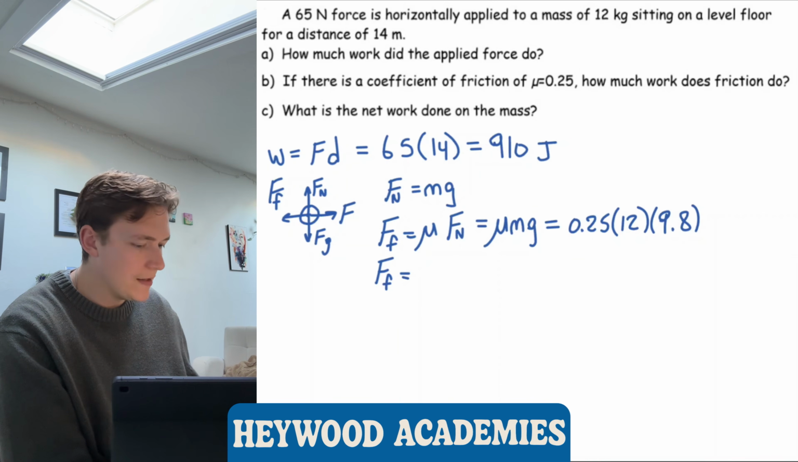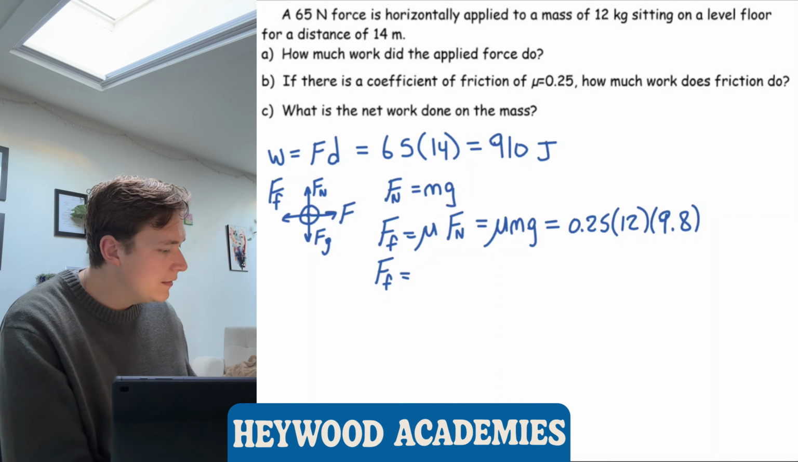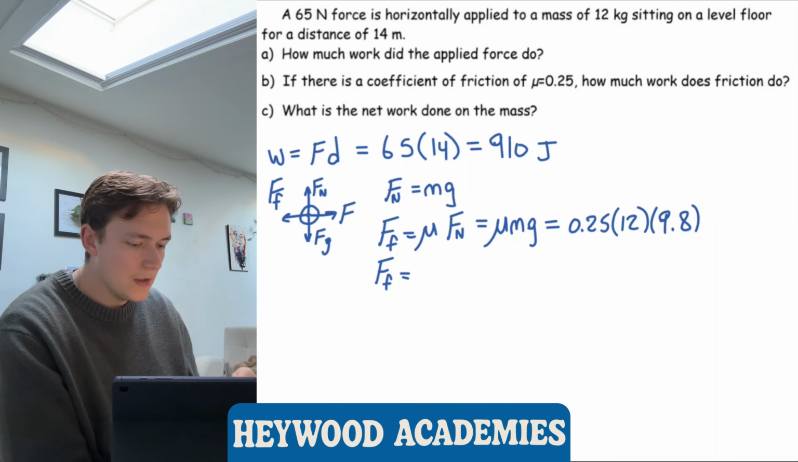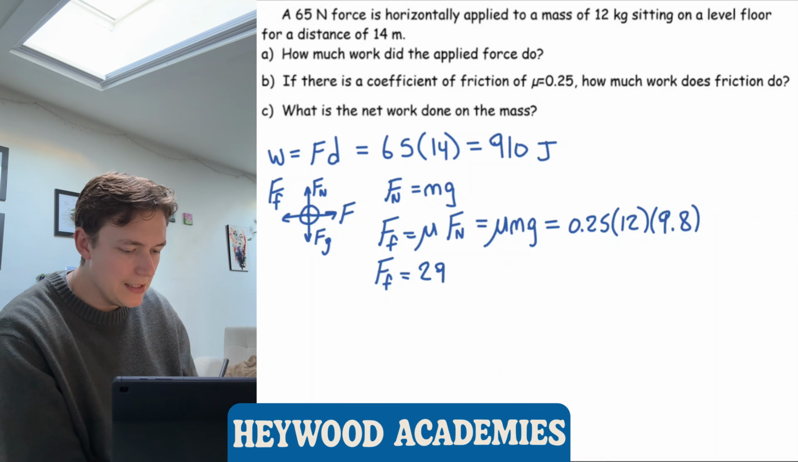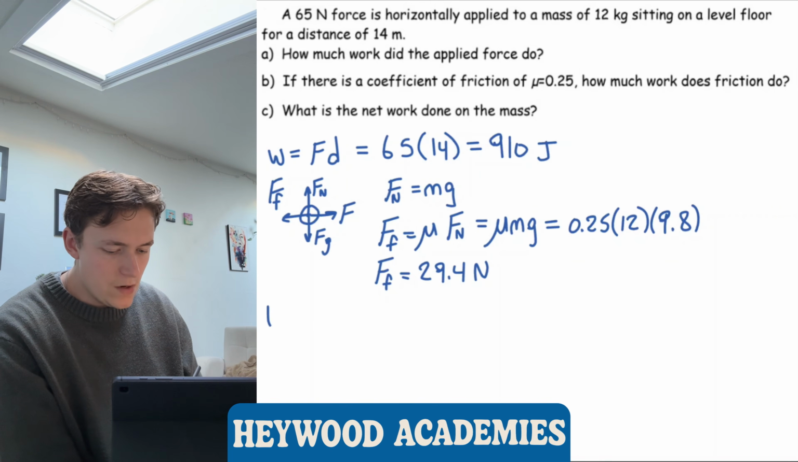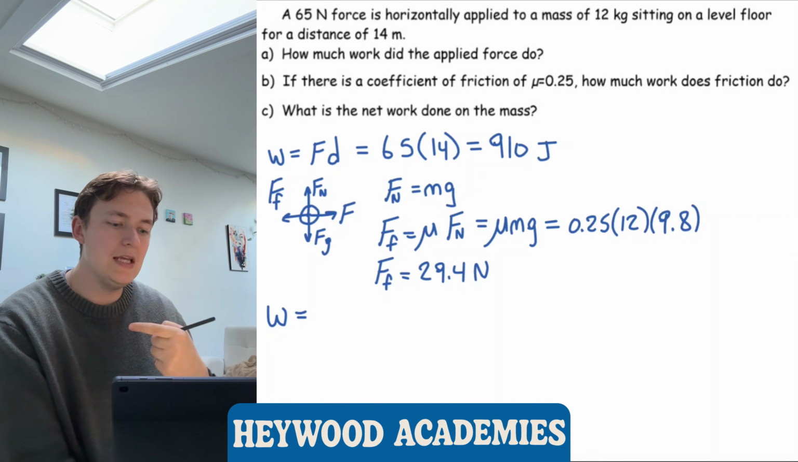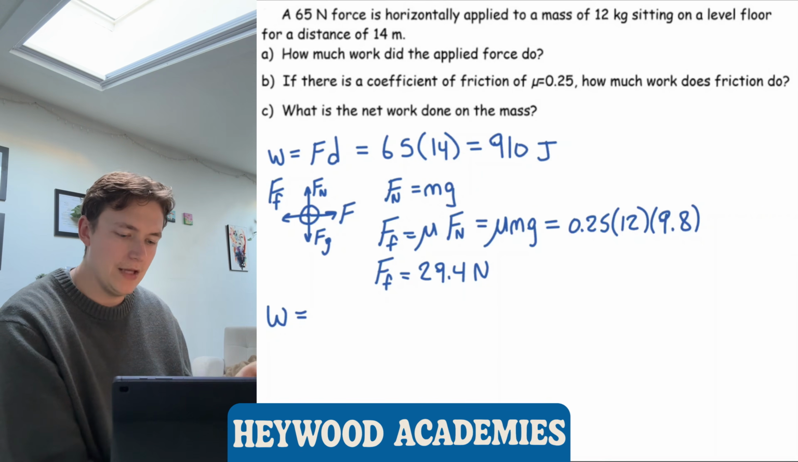So I'll plug that into the calculator. 0.25 times 12 times 9.8 gives us a friction force of 29.4 newtons. Now when we go and do the work from the friction force, it is pointing in the opposite direction that we're traveling in.